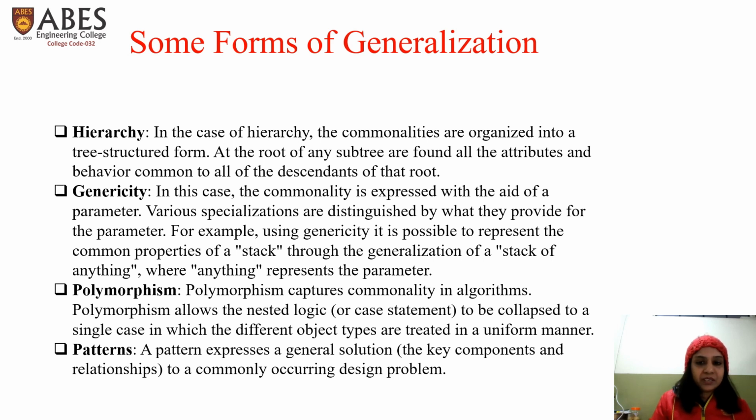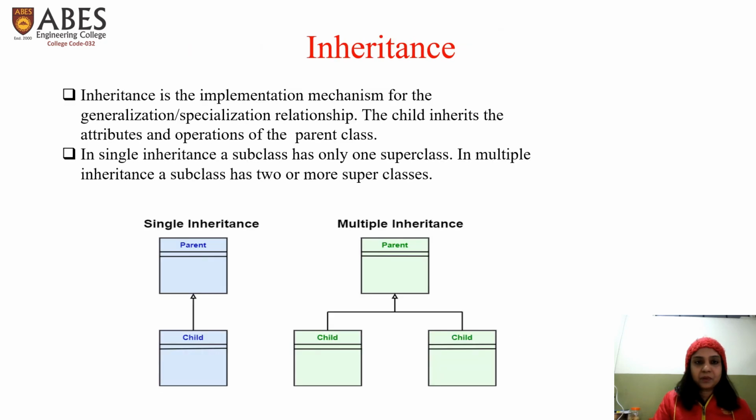Polymorphism captures classes in algorithms. Polymorphism allows nested logic. Patterns express a general solution to a commonly occurring design problem. Inheritance is the fifth kind of relationship, a very strong form of relationship. Inheritance is an implementation mechanism for the generalization and specialization relationship. This is basically a programming approach to implement generalization and specialization.